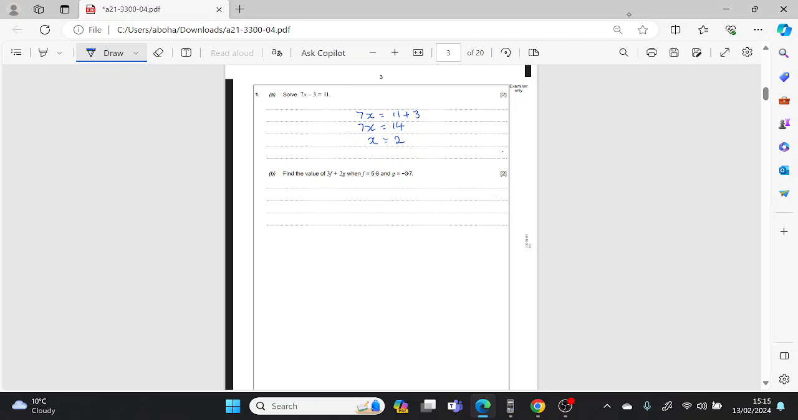So on the next one, you have to work out 3 times 5.8 plus 2 lots of minus 3.7. And put that on your calculator, and you should get 10 as an answer.